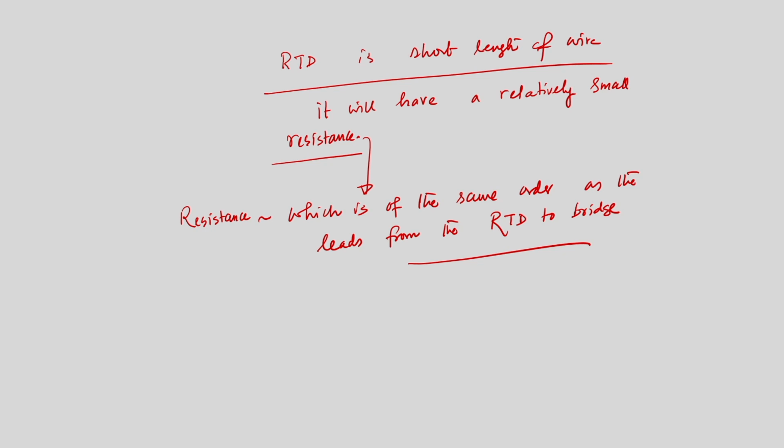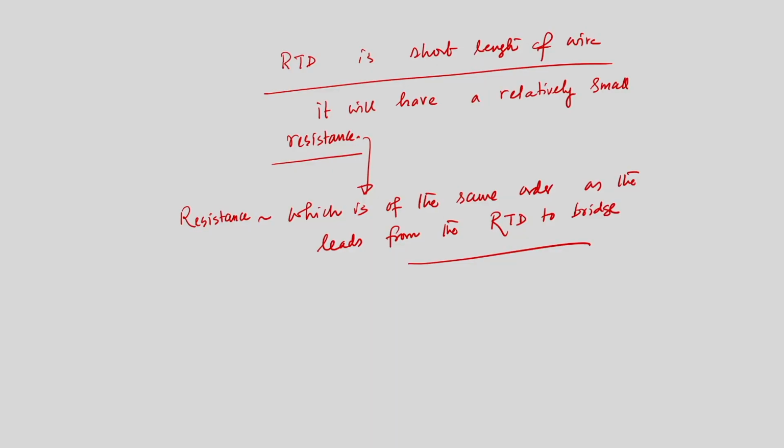Now, since we cannot ignore it, the RTD also has a short length of wire, which still has a very small resistance, of the same order as the leads from the RTD to the bridge. But although the lead resistance is very small, it leads to error in the measurement of the temperature.